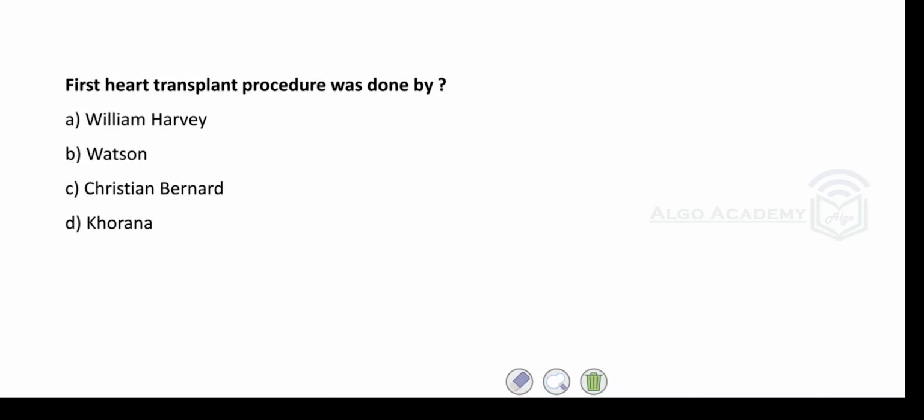So the question: the first heart transplant procedure was done by? The answer to this question is Christian Barnard, option C. We all know heart transplant is surgically removing the diseased heart and replacing it with a healthy one from a donor. This was first performed in 1967 by Christian Barnard.